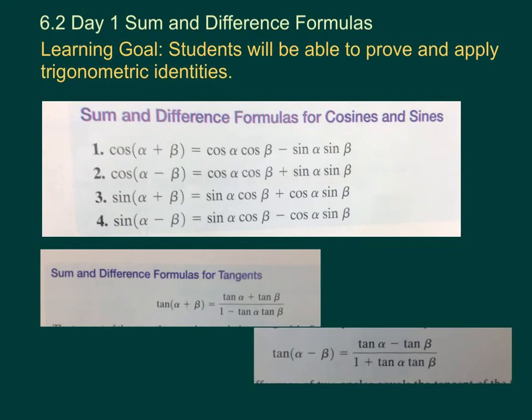6-2 Day 1, Sum and Difference Formulas. Your learning goal is that you will be able to prove and apply trig identities. This section we're learning more identities, so please keep your index cards handy so you can learn the sum and difference formulas for cosine and sine and the sum and difference formulas for tangents. So these formulas help you when you are finding exact values, when you're adding and subtracting cosine, sine, and tangent values.